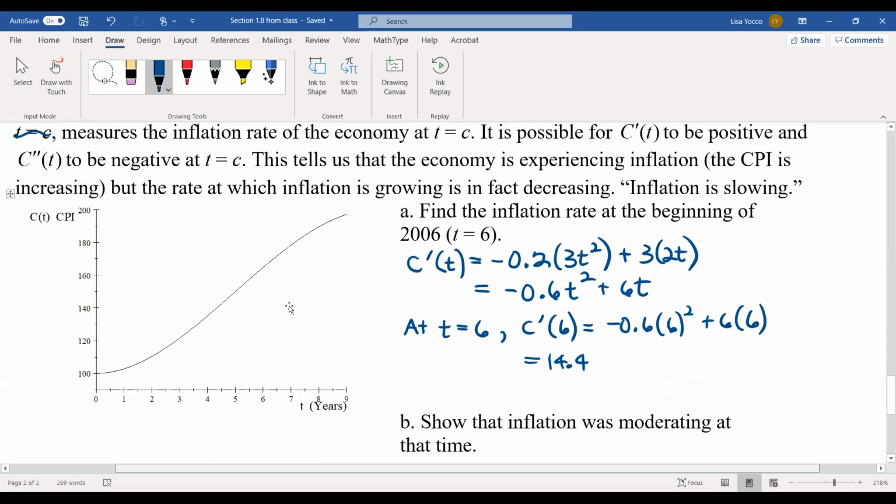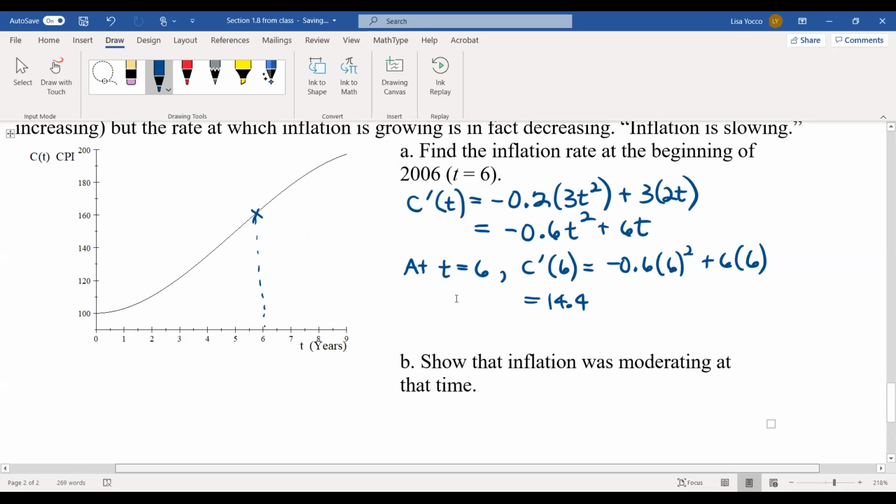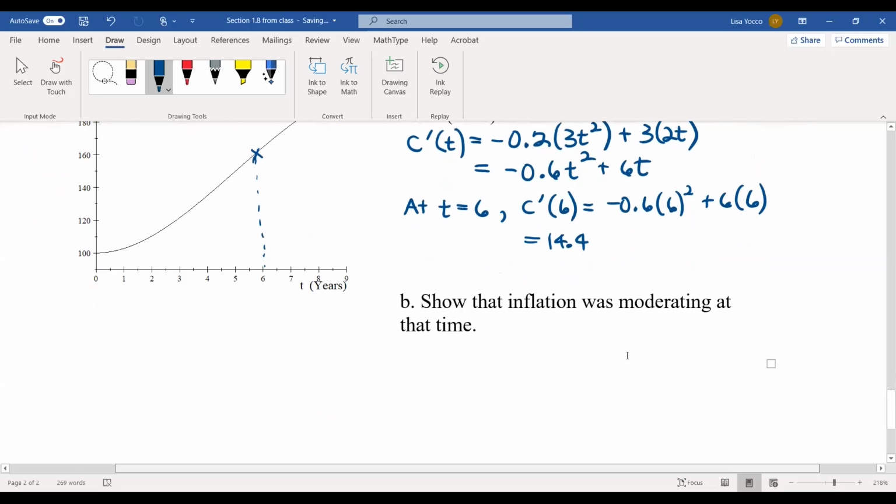All right, now let's look at the graph. This is the graph of the CPI. And we're looking at what's happening right here at t equals 6. You might be able to see there's something going on there that we'll be talking about in a minute. It's actually called an inflection point. But this says, show that inflation was moderating at that time. Moderating means slowing down.